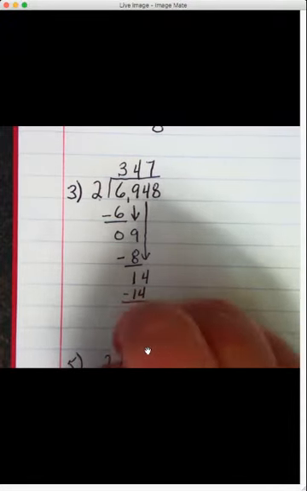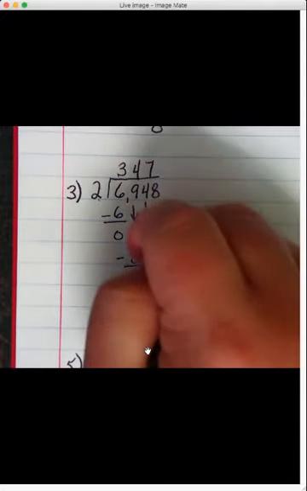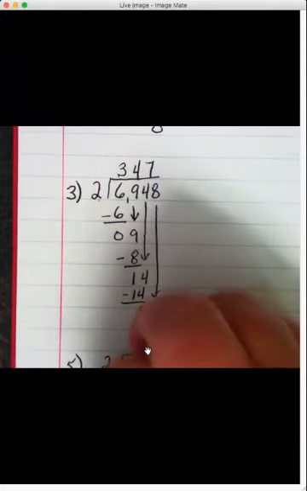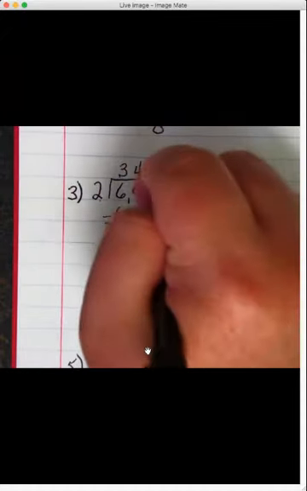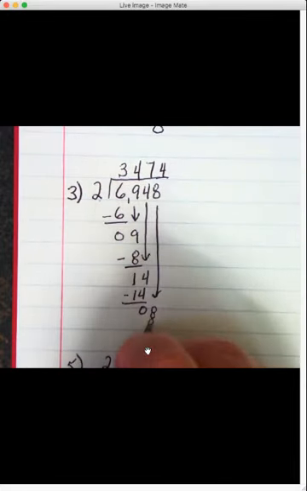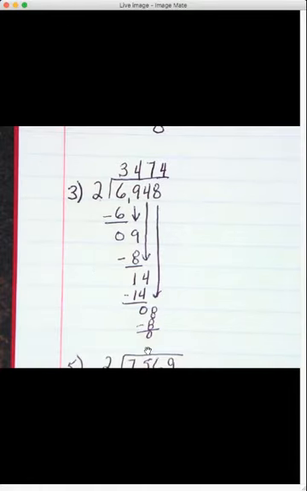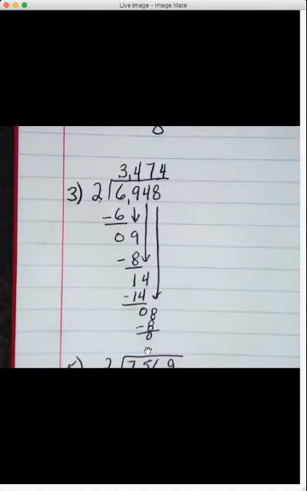I didn't give myself enough room. I just told you to be careful about that, and I didn't give myself enough room. Sister subtract. 14 minus 14 is 0. Brother bring down your 8. Daddy divide. 8 divided by 2 is 4. Mama multiply. 4 times 2 is 8. Sister subtract. And that time we got 0 for our remainder. So I don't need to write it up there. So my answer is 3,474.